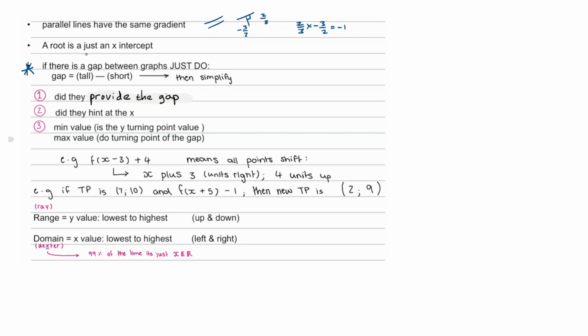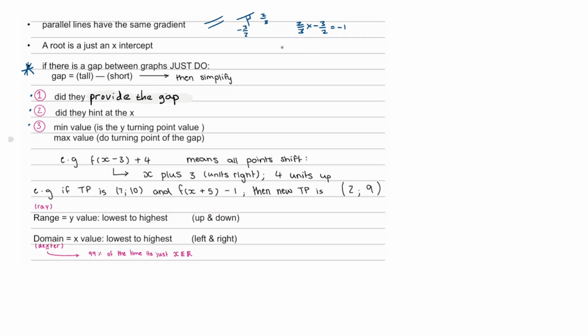If they talk about roots, that's just another word for x-intercept or x-intersection point or anything like that. And then if there's a gap between graphs, all that you do is you don't freak out. You just take the tall graph and you minus the short graph, and then simplify and ask yourself which one of these three things were they interested in.